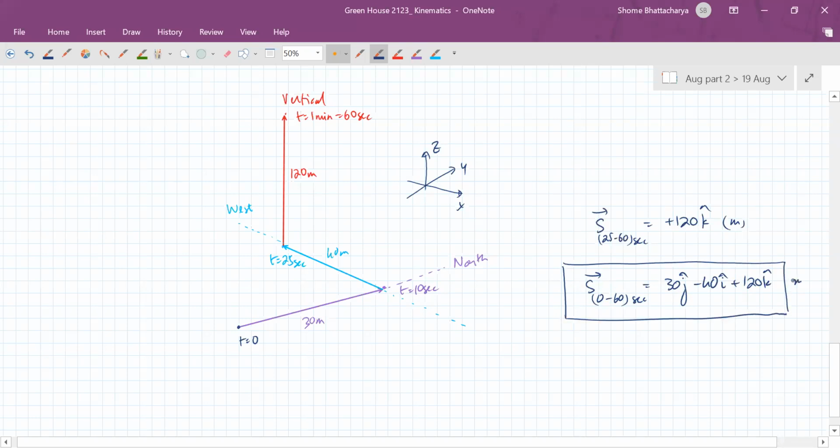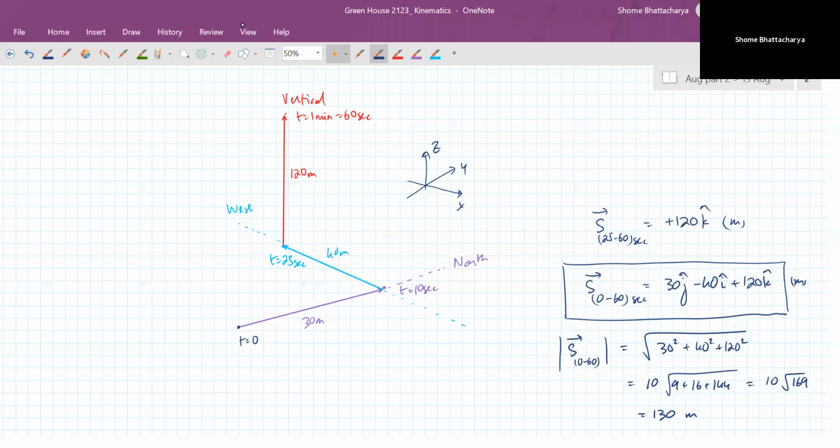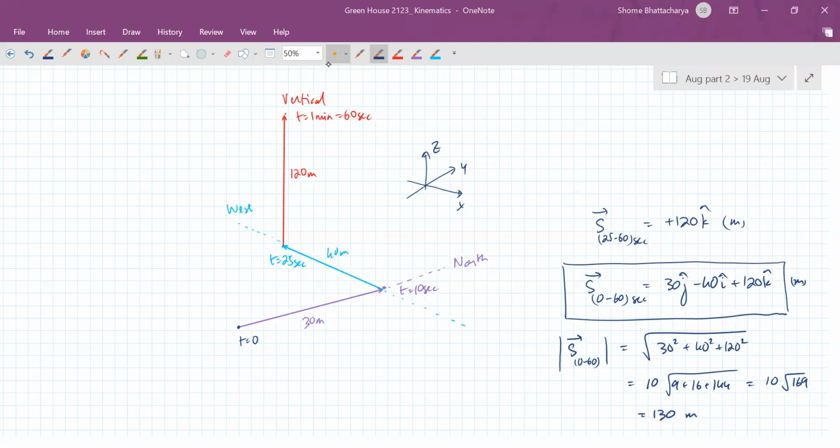So in fact, you can see that this has a magnitude of 130 meter, but the path traveled is much more. If it's going along these straight lines, the total path traveled is 30 plus 40 plus 120, so that's 190, but the displacement is only of magnitude 130 meters. So this is an example of the application of three-dimensional vectors in understanding of displacement. So I'll just take you through both the diagrams once more.